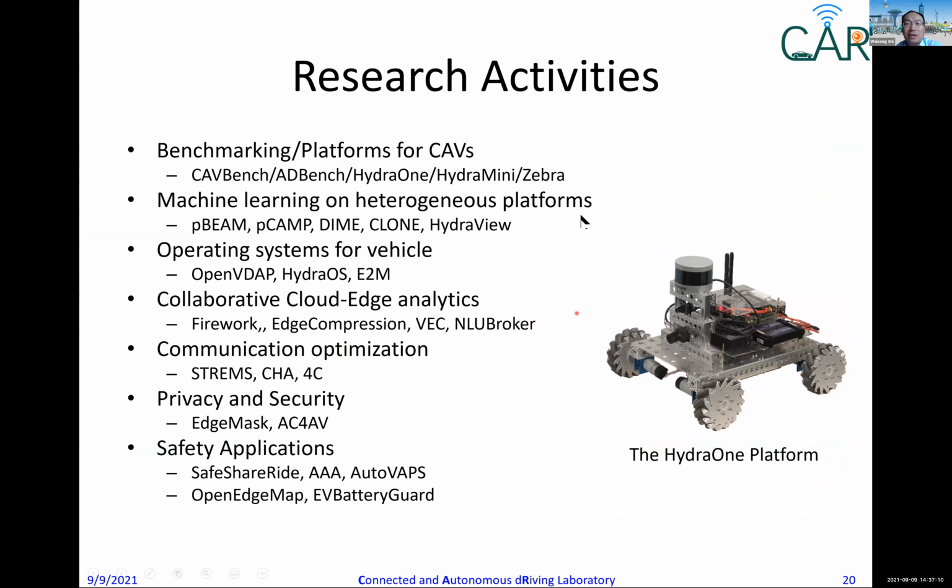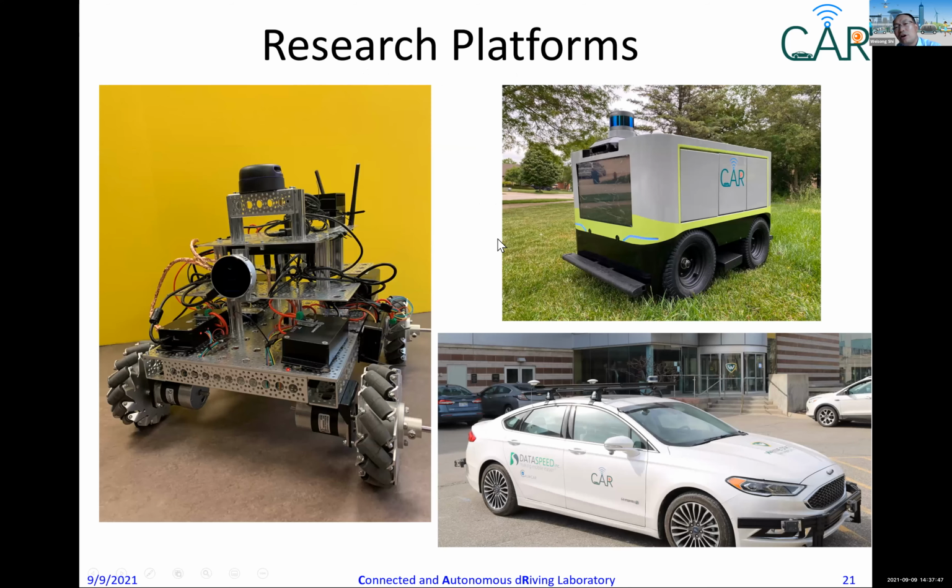Here is a quick look at the research activities happening in our group. We range from benchmarks to machine learning operating systems, cloud edge analytics, communication optimization, and so on. We do quite a lot of research on this. This little vehicle was developed by our lab 2 years ago, because there was nothing available on the market that could support what we want: autonomous driving research, but at small scale. So we developed these hardware platforms over the last 2 years. We have this purely autonomous driving platform, like a robot, but for indoor use. You can test your algorithms, energy efficiency, and so on.